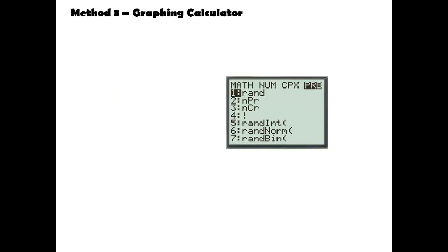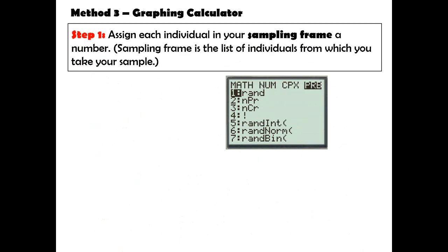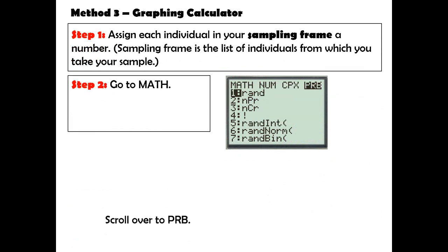Our third technique is we can use our graphing calculator. So what will that look like? We'll get out your graphing calculators, or pause this video and then get out your graphing calculator. Step one, we're going to assign each individual on our sampling frame a number, just like we did, so from 1 to 9.